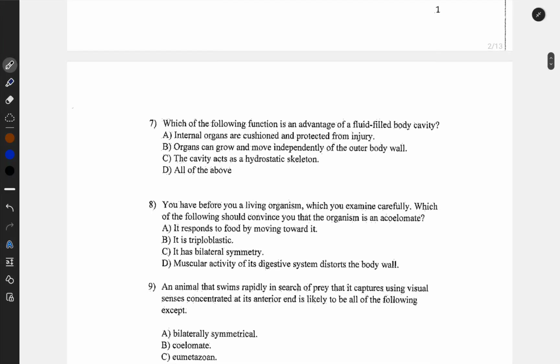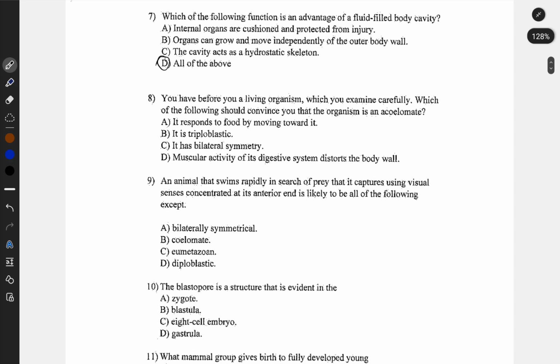Which of the following is an advantage of a fluid-filled body cavity? Advantages of the coelom. You can go and check the video on coelom if you're not sure. Internal organs are cushioned and protected from injury. Yes, that's an advantage. Organs can grow and move independent of the outer body wall. True, that's an advantage. The cavity acts as a hydrostatic skeleton. Yes, that's another advantage of the coelom. Then D, all of the above. Yes, so D is the answer.